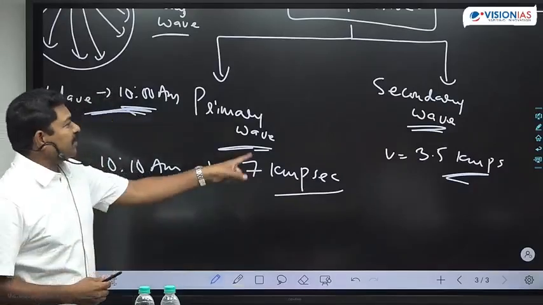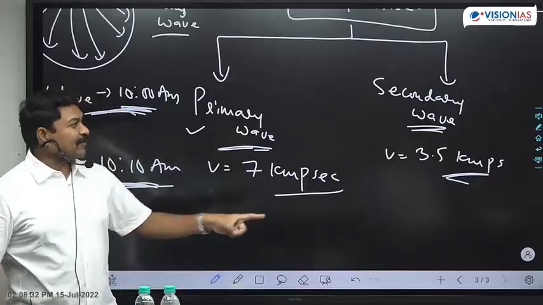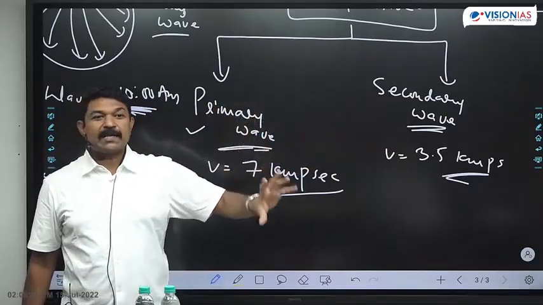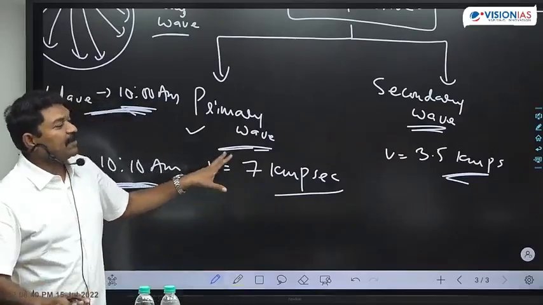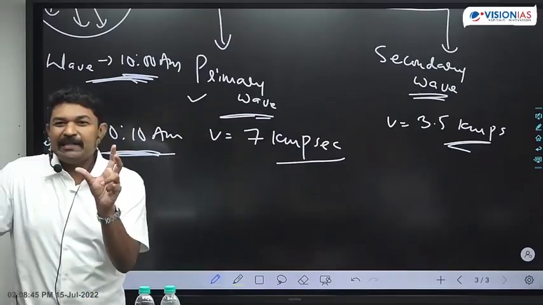And the first fellow reached the other side of the globe, called the primary wave. After some time, the secondary wave is reached. This is what is recorded on the seismograph. Is it clear? These are called the primary wave and secondary wave. Do these two waves have differences only in the velocity?